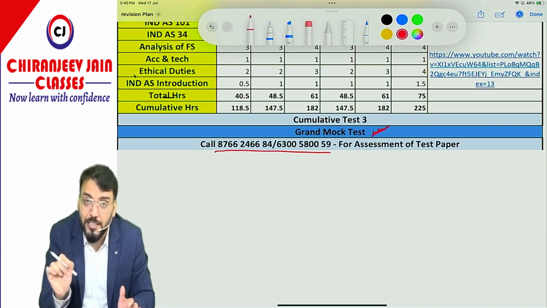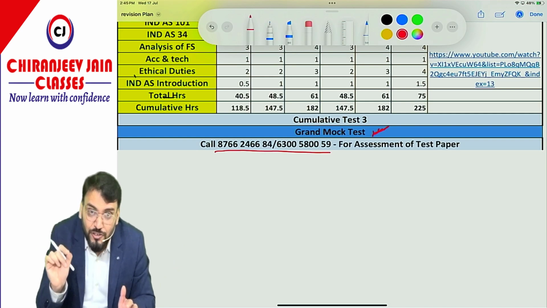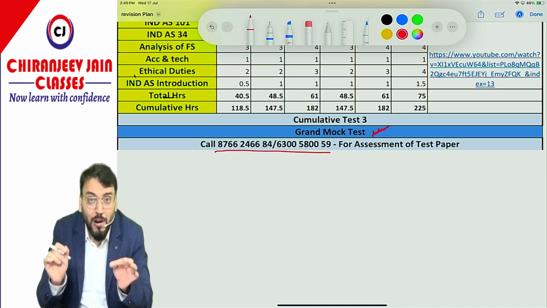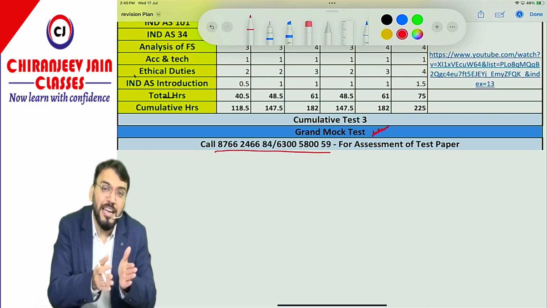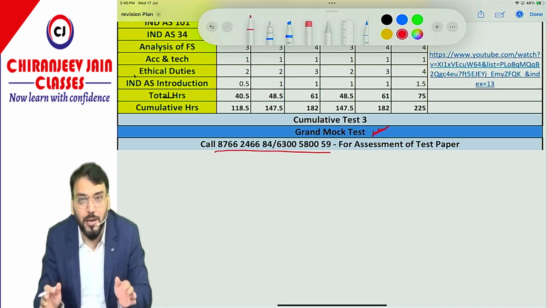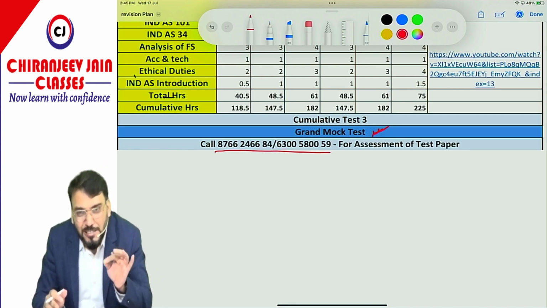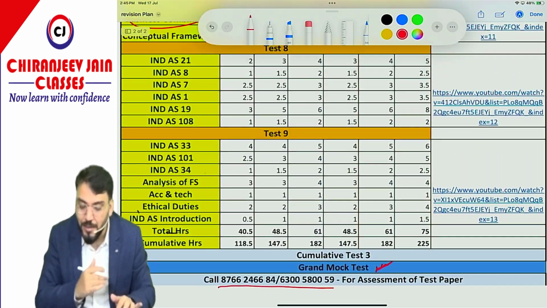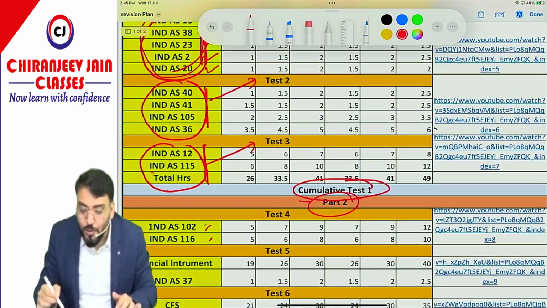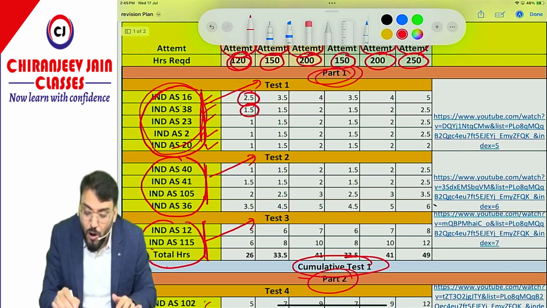The test paper is free, and we'll also provide the suggested solution to you all, but if you want an independent party to check your paper, then of course that will be with some cost. Understood? Yes sir.